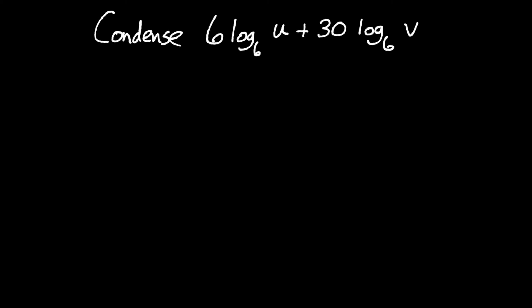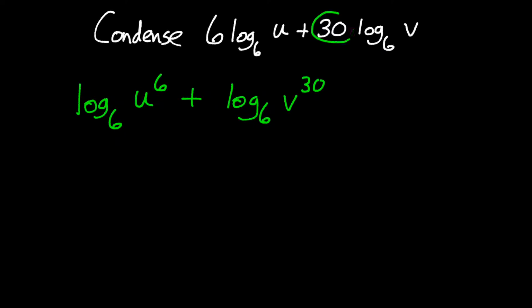So we have to decide what are we going to do first, and like the previous example, I did the quotient rule first to expand, then use the powers rule. Well, I'm going to go in reverse. I'm going to take care of the powers rule first, then use the product rule. So if I use the powers rule, this is going to become log base 6 of u to the 6th. I just took that 6th and moved it over, plus log base 6 of v to the 30th power. Once again, I just took the 30 and I put it on the variable.